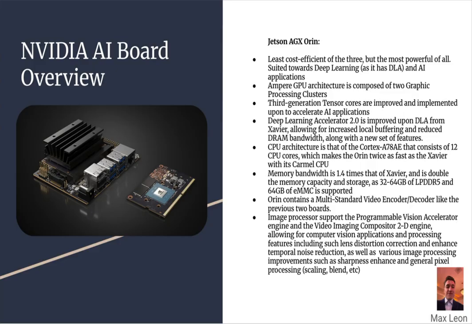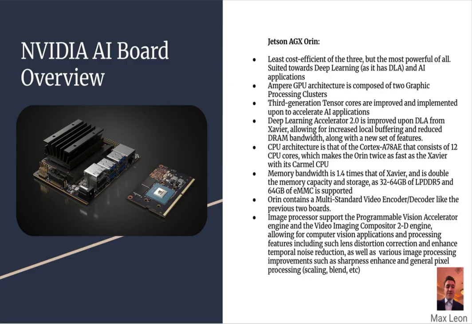The 3rd generation tensor cores are improved and implemented upon to accelerate AI applications, which ultimately, of course, makes AI matrix operations significantly faster, and it'll accelerate deep learning inference and training. The Deep Learning Accelerator 2.0 is improved upon from the Xavier, allowing for increased local buffering and reduced DRAM bandwidth, along with a new set of features. And, of course, allows for more efficient inference.